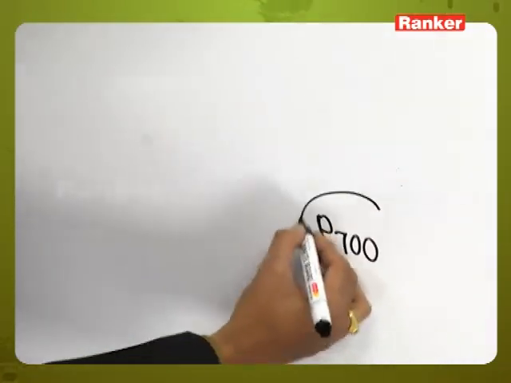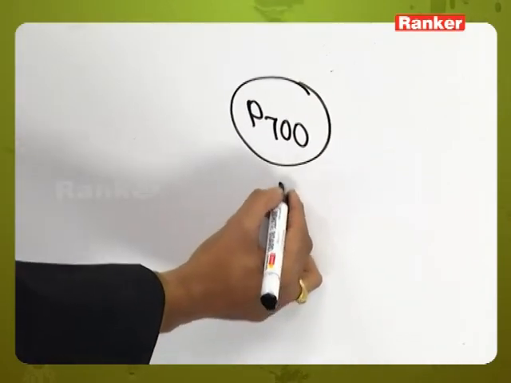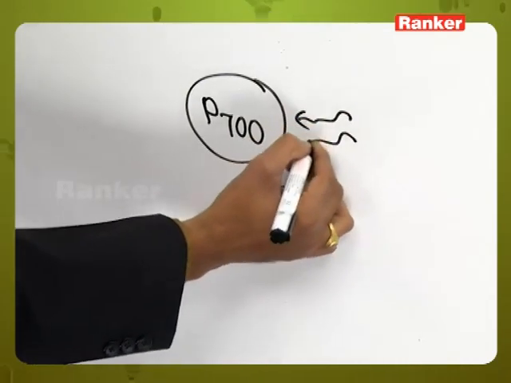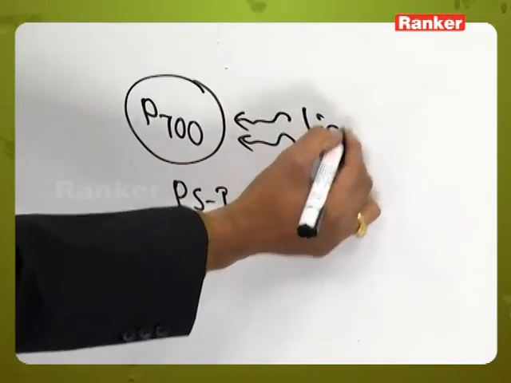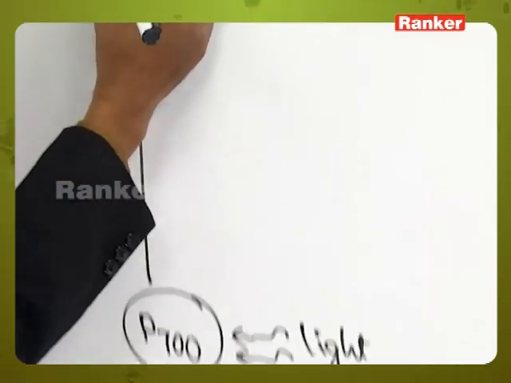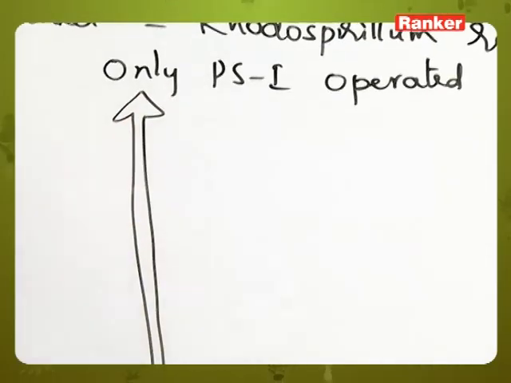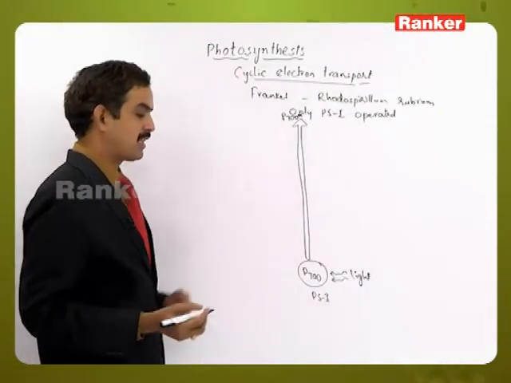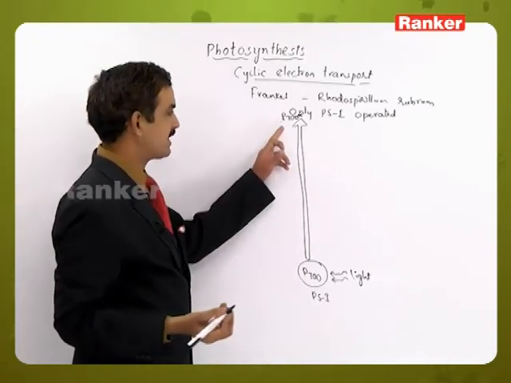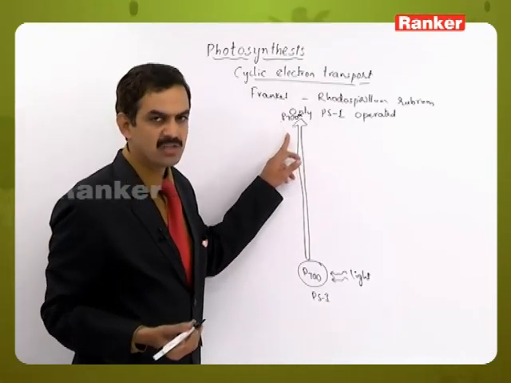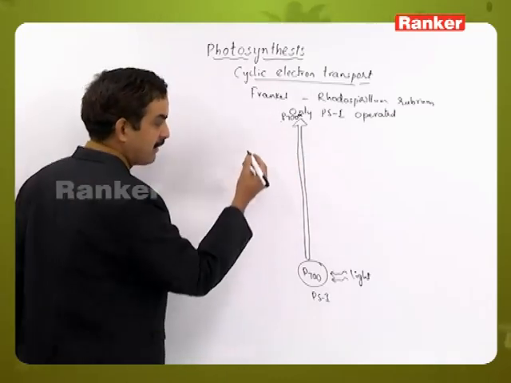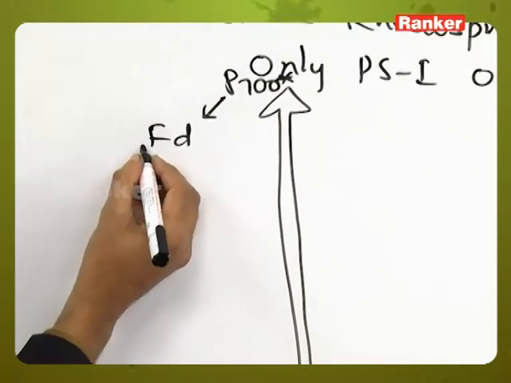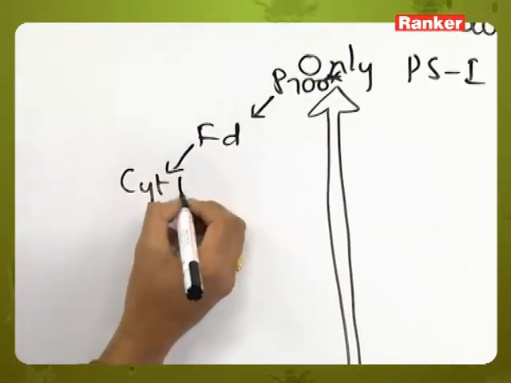In this one, the P700, that is the reaction center of photosystem 1, will get excited by absorbing light at 700 nanometers and losing the electrons. So it is shown as P700 with a star mark, and the electrons which have been lost from the excited form of P700 are moving through different electron carriers like ferredoxin. From there they will be moving to the cytochrome B6.